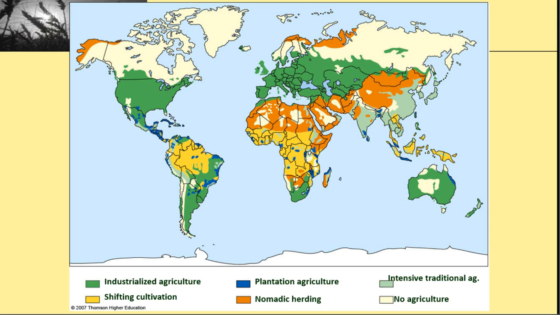Okay, and when you look around the world, you can see that shifting cultivation is a very big trend in areas where you have these developing countries and subsistence agriculture. Now, as you move into the grasslands that border the tropical rainforest, you're going to see a lot of nomadic herding. And then when you start looking into developed nations, you're going to see industrialized agriculture, which we will talk about in just a minute.